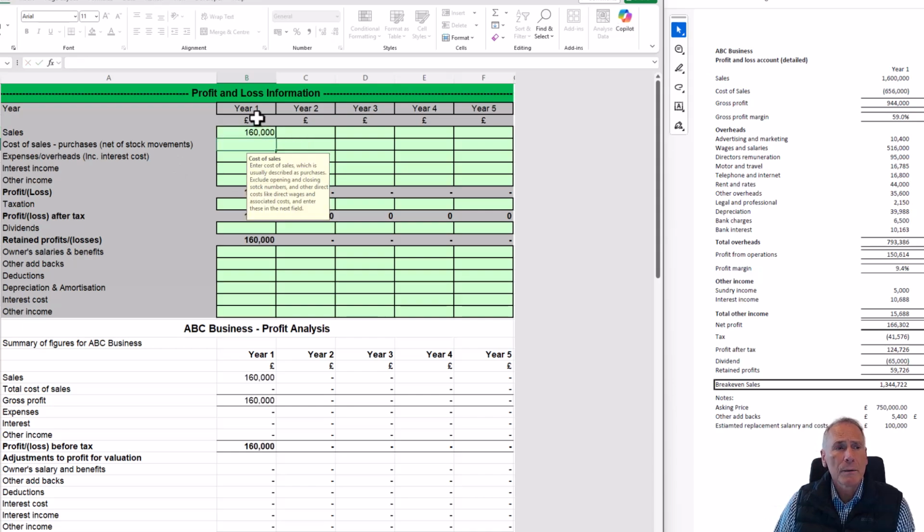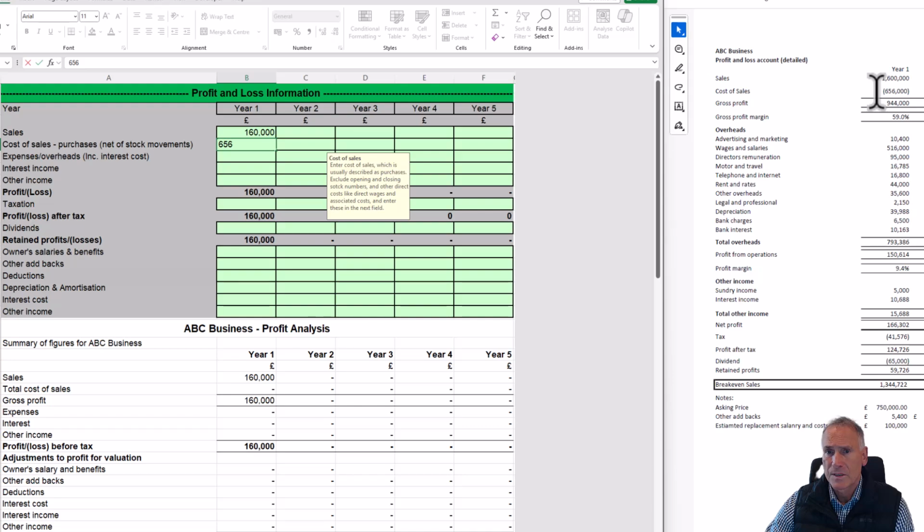Now what I'm going to do is just enter year 1 figures for the time being, and I'm going to move this across as I did before. So the next entry is the cost of sales, and on here we've got cost of sales. So let's enter that in here. And just so you know, on the entries, you don't have to worry about whether it's a plus or a minus.